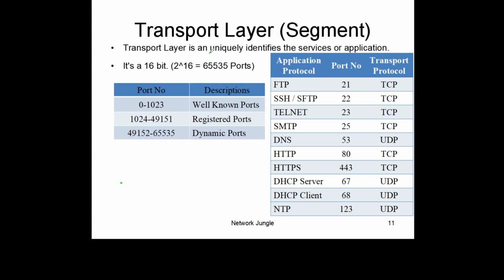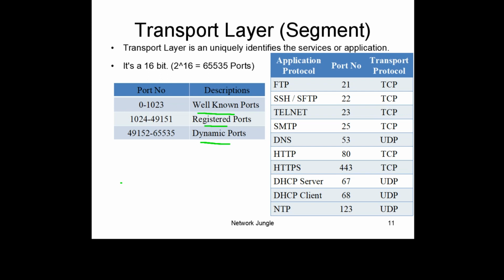Here, the transport layer uniquely identifies the service or applications. It is 16-bit, so 2 power 16 equals 65,535 ports. The ports can be classified into 3 categories: well-known ports, registered ports, and dynamic ports. Dynamic ports can be used for the computer. Registered ports can be used for the client applications, and well-known ports, it's also client applications.